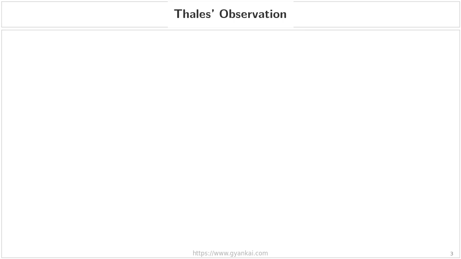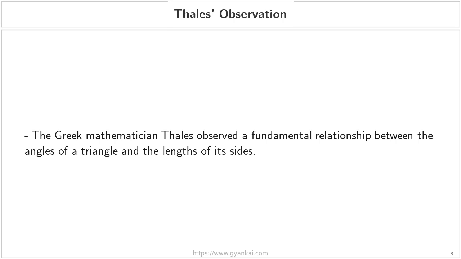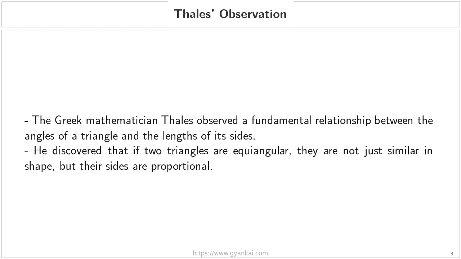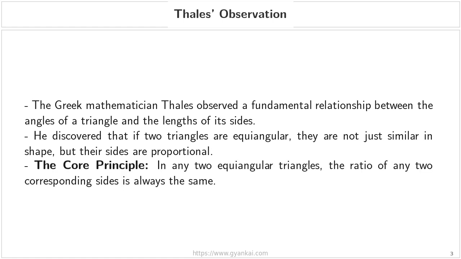Thales' observation. This brings us to Thales' observation. Thales was an ancient Greek mathematician who noticed a fundamental relationship between the angles of a triangle and the lengths of its sides. He discovered that when 2 triangles are equiangular, they aren't just similar in shape. Their sides actually follow a very specific pattern. Here is the core principle you need to remember. In any 2 equiangular triangles, the ratio of any 2 corresponding sides is always the same.